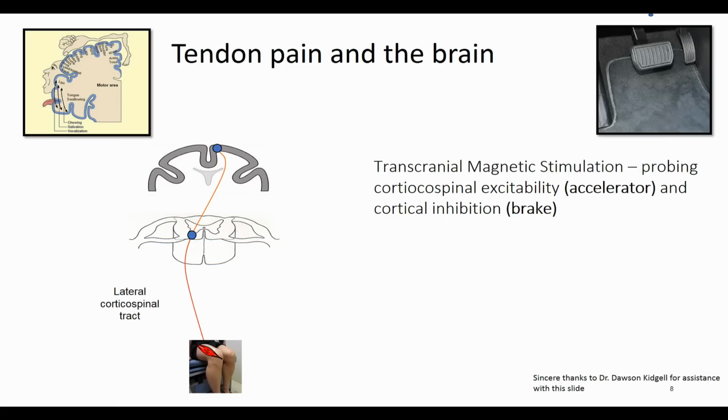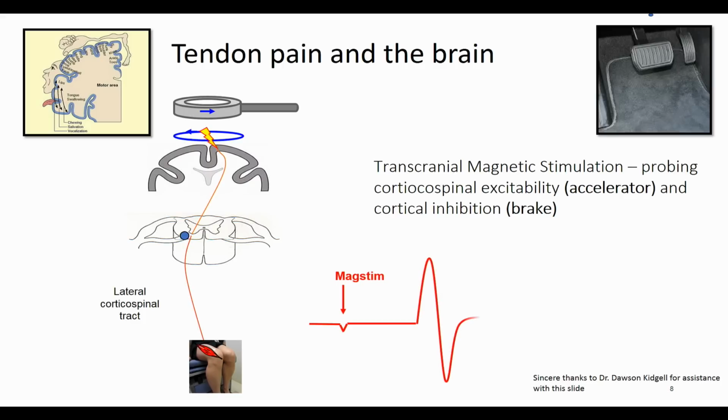So you can actually look at the motor drive. You can look at your brake and your accelerator using some equipment called transcranial magnetic stimulation. What you do is you put a magnetic coil over your motor cortex in the area that represents your leg extension, if you're interested in the patellar tendon. And what I do, I give you a very friendly zap. This zap travels down your corticospinal tract, and we record it as a twitch in the target muscle, so in this case, in our quadriceps.